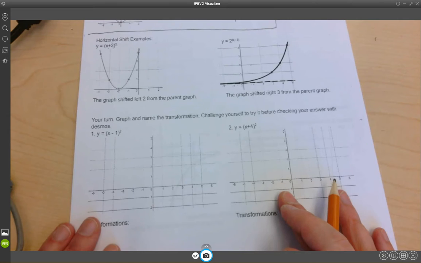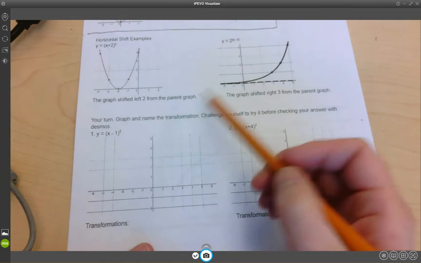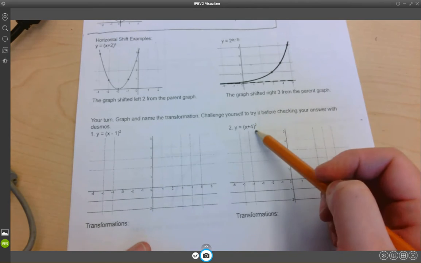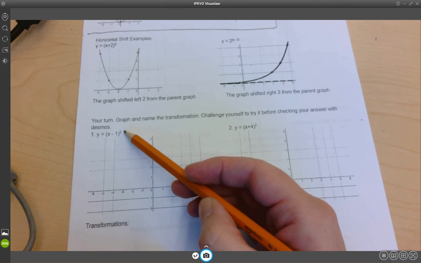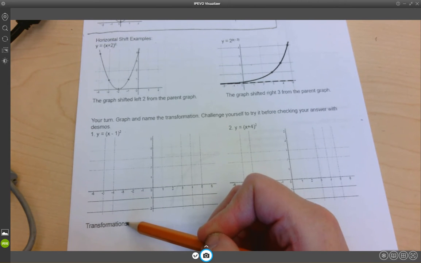So I want you to take a minute now and think to yourself, do these look like these are quadratic or exponential? Is the x in the base or is the x in the exponent? And then once you know what shape it is, what transformations are happening to it? So pause the video until you figure that out.